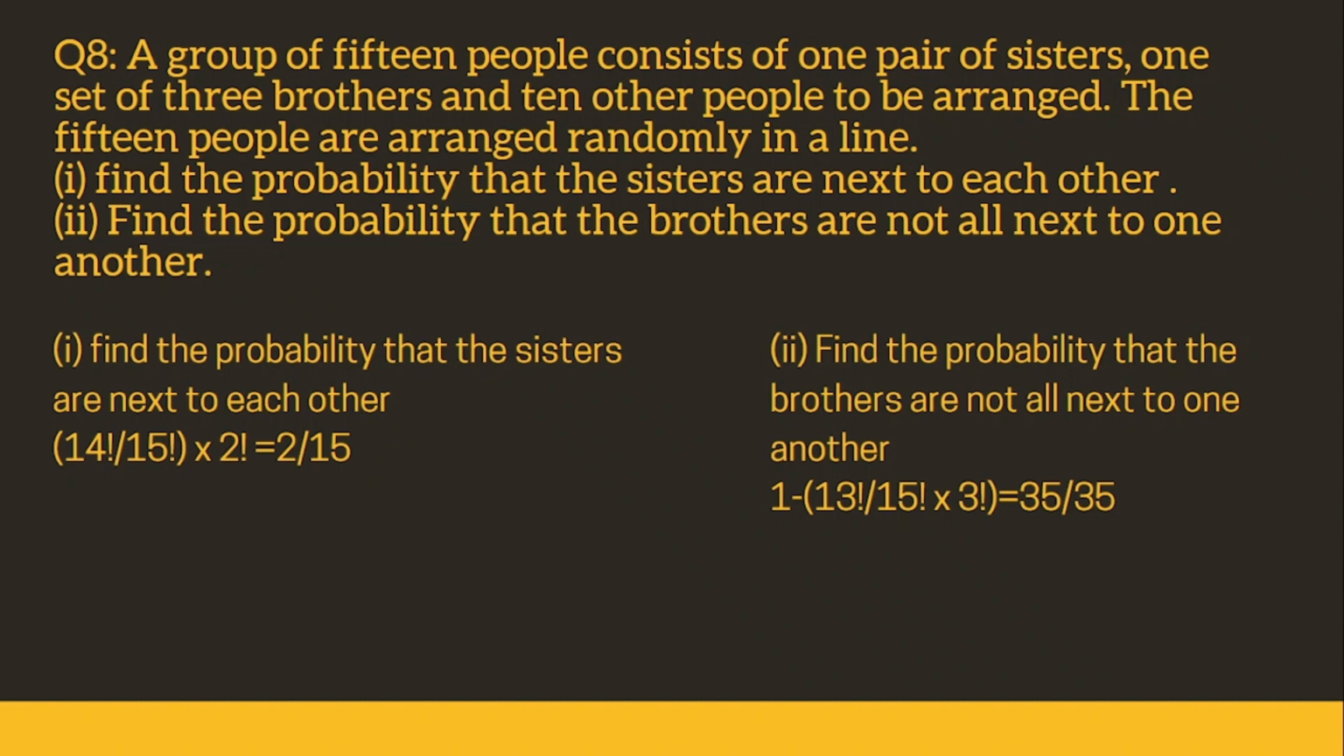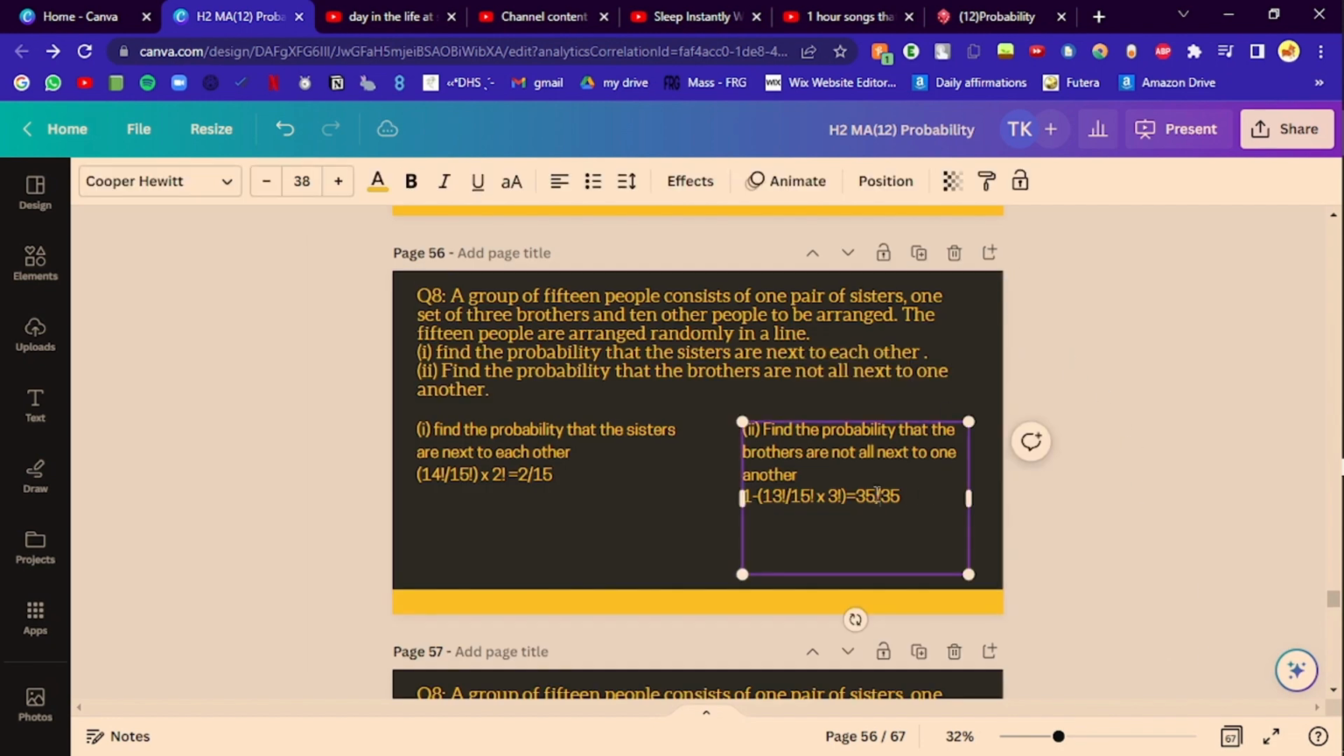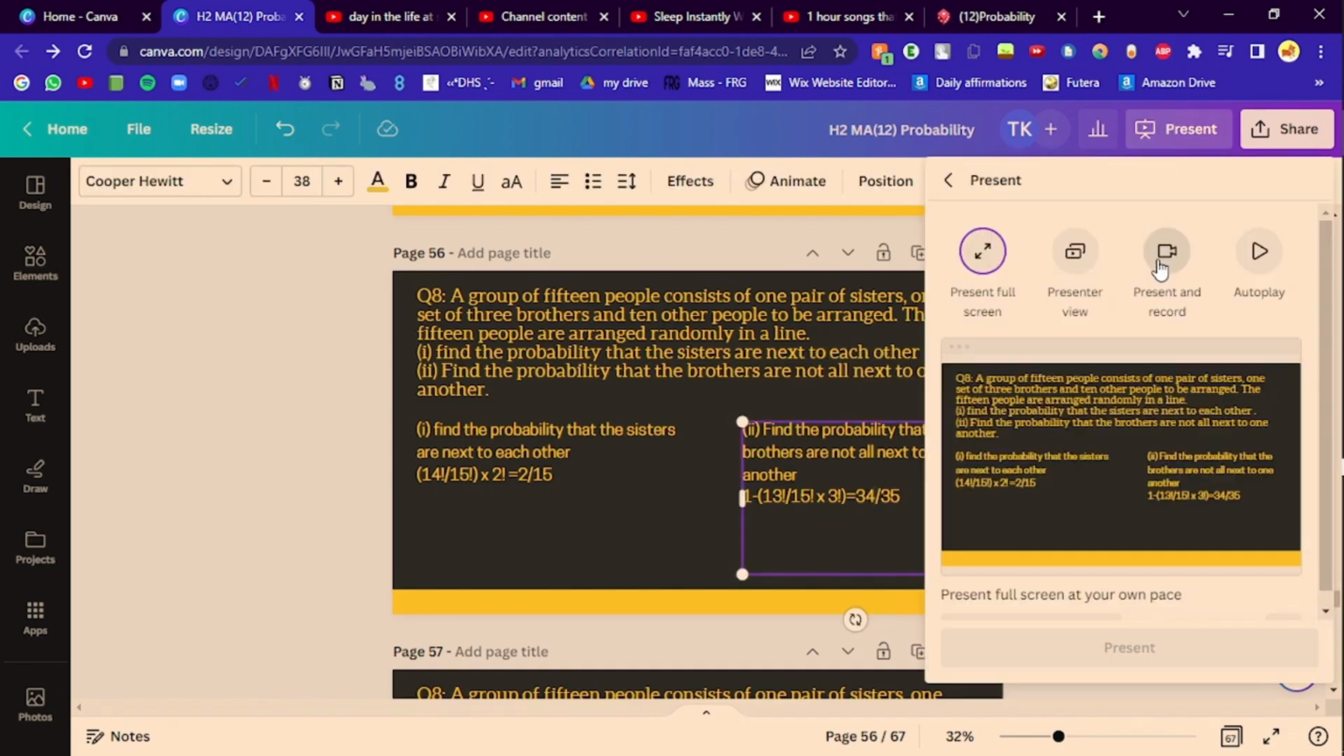Then find the probability that the brothers are not all next to each other. If they are not all next to each other, we just take the complement, because this is a very extreme example. So it will be 1 minus the probability that they are all next to each other. If they are all next to each other, we group the 3 brothers as 1 unit. Then there are 12 other people, so in total we have 13 units. 13 factorial divided by 15 factorial, times 3 factorial to arrange the brothers in between. So after that, it should not be 35, it's 34 over 35.